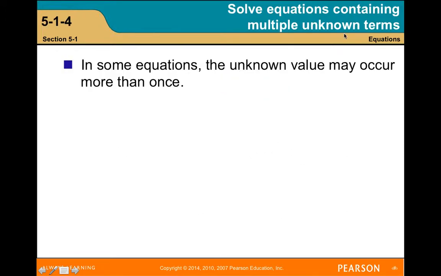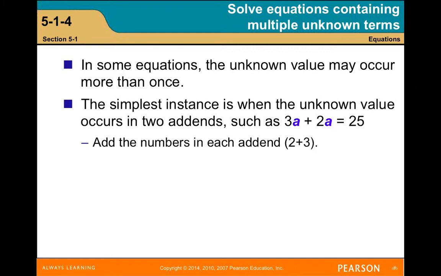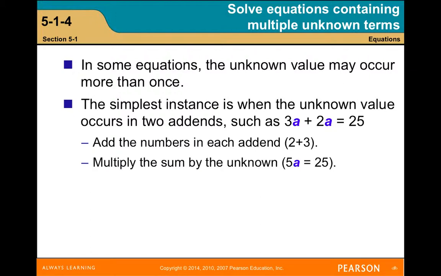Solving equation containing multiple unknown terms. In some equations, the unknown value may occur more than once. The simplest instance is when the unknown value occurs in two addends, such as 3a plus 2a equals 25. Add the numbers in each addend, 2 plus 3. Multiply the sum by the unknown, 5a equals 25, and then you solve for a, and in this case, a equals 5. So basically what they did here is they took the numbers in the addend 3 and 2, just added them together, that equals 5, so then it just becomes 5a equals 25.